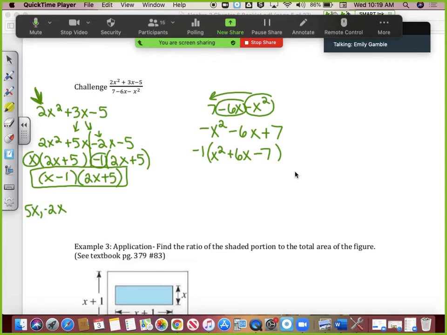But this still can be factored further. Now we're going to factor the trinomial x squared plus 6x minus 7 into what multiplies to be -7 and at the same time adds together to be 6. So the only factors of 7 are 1 and 7.